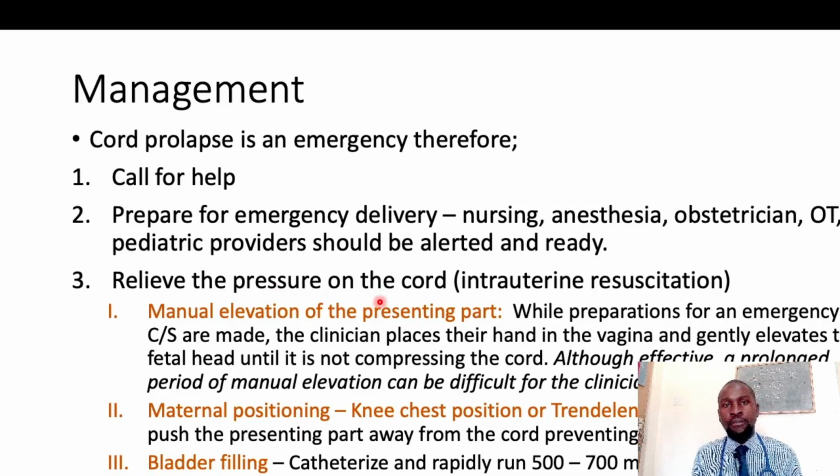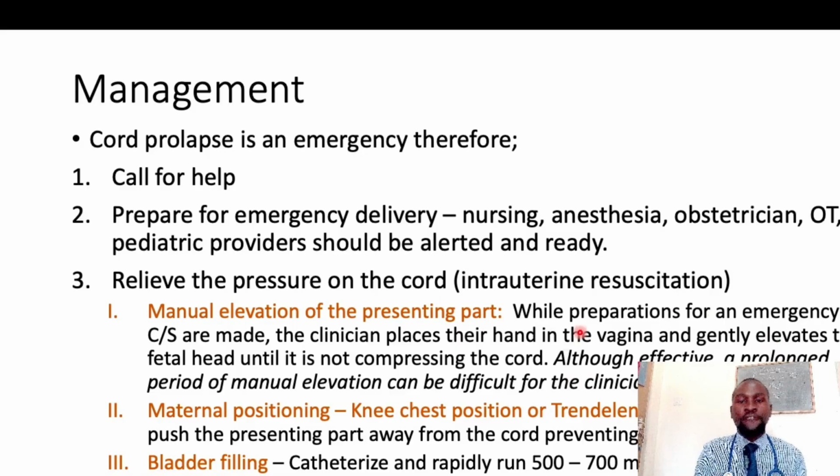And that is going to be compromising the baby. Remember, the baby's life is at stake here. So number one, how do you relieve the pressure? Number one, manual elevation of the presenting part. While preparations for an emergency cesarean section are made, the clinician will place their hand in the vagina and gently elevate the fetal head until it is not compressing on the cord. So the hand is passed in the vagina and gently elevating.